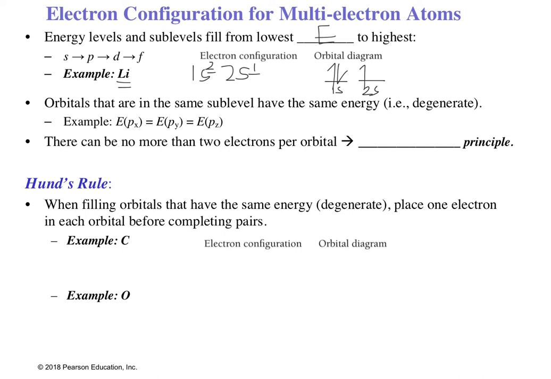When orbitals are in the same sublevel, so all of the p orbitals, right, m sub l of -1, 0, and +1, they are the same energy level.